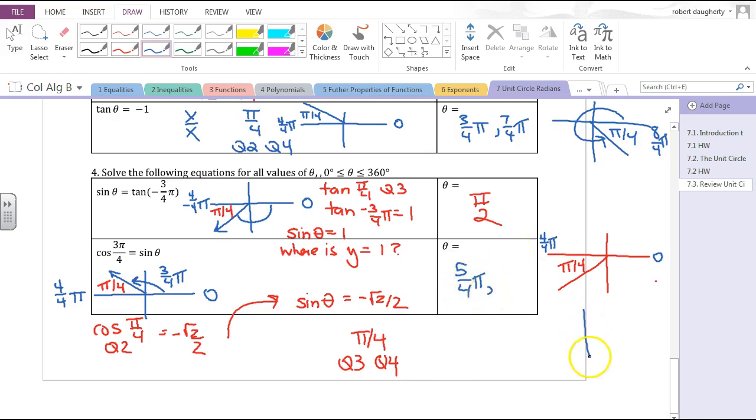And in quadrant 4, 2 pi, remember we write that as 8/4 pi. That's my full revolution. So I'm 1/4 short of that. So that would be 7/4 pi. And that is it for the review.